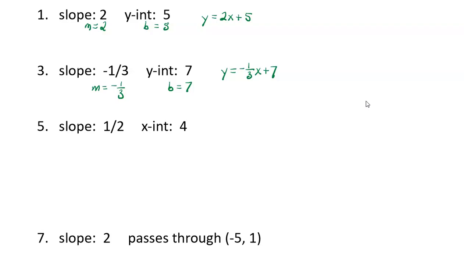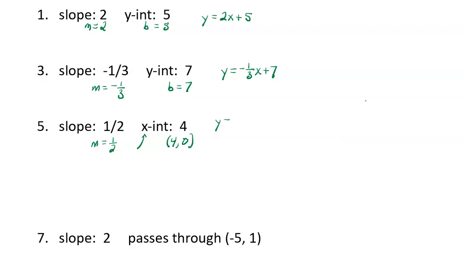Now, number 5, what information are we given? We're given the slope, so we're given the value of m, 1/2, but we're not given the y-intercept. We're given the x-intercept. We're told that the point (4, 0) is on our line. What we need to do is figure out the value of b. So here's how you do it.